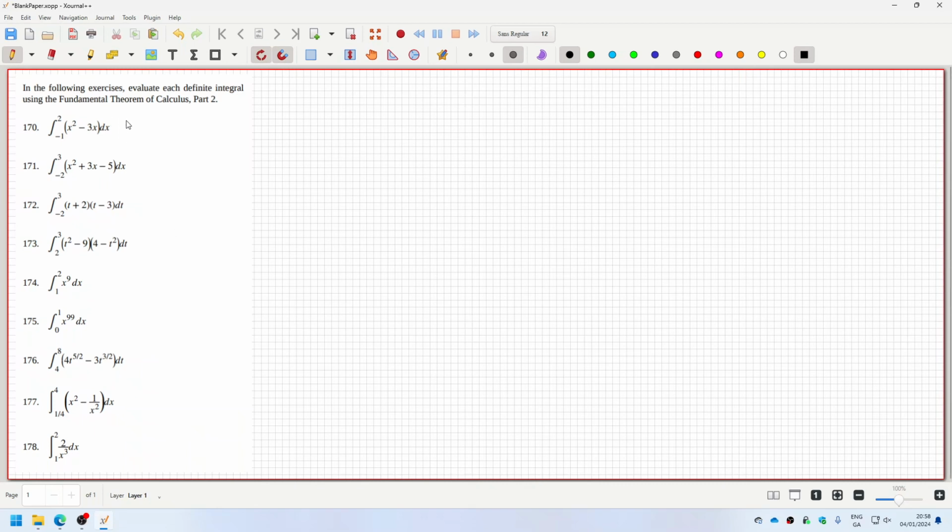Right, let's calculate these integrations here. That would be x cubed over 3 minus 3x squared over 2, 2 minus 1.